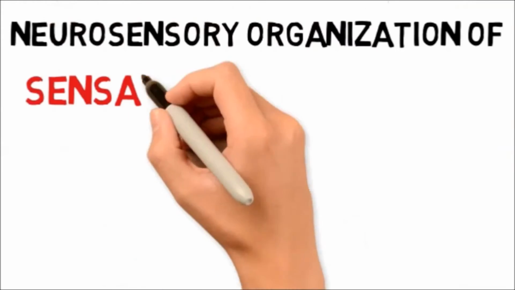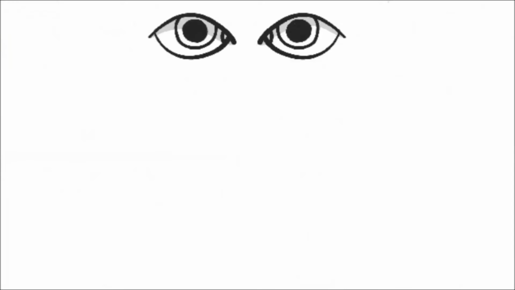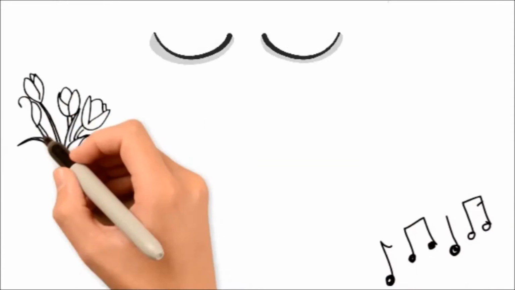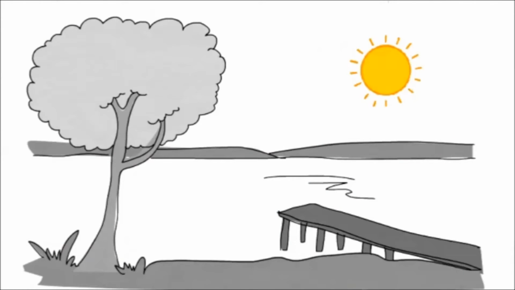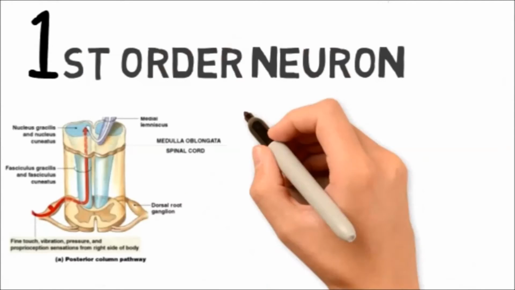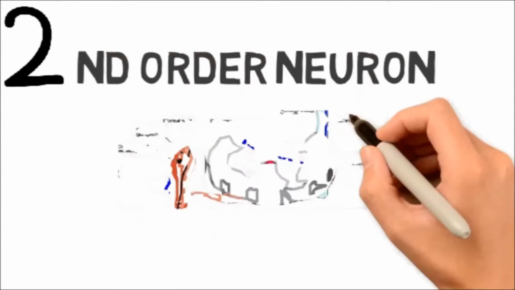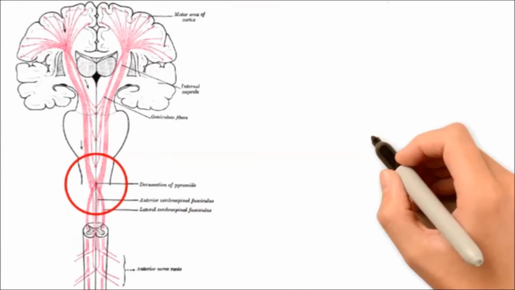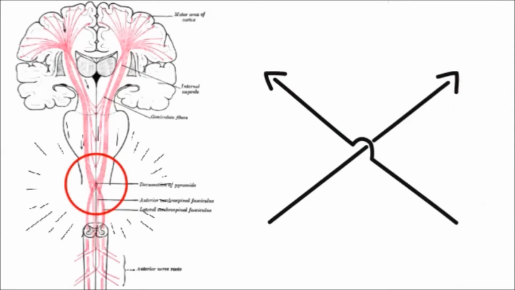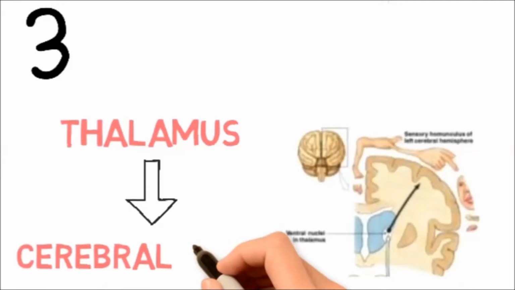Our next topic was about the neurosensory organization of sensation and perception for communication. Our senses allow us to see, hear, smell, taste, and touch. They are very important to help us experience the world around us. A sensory pathway is divided into 3 sections. First-order neuron carries the sensory impulse from the sensory receptors to the CNS. Second-order neuron carries the information from the CNS to the thalamus. Information traveling along second-order neurons decussates from one side of the CNS to the other side. Third-order neuron carries sensory information from the thalamus to the cerebral cortex.